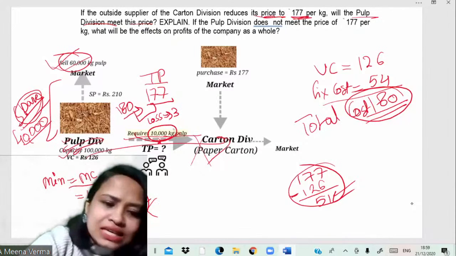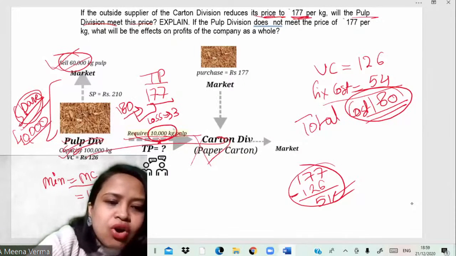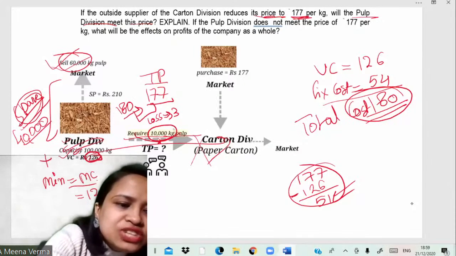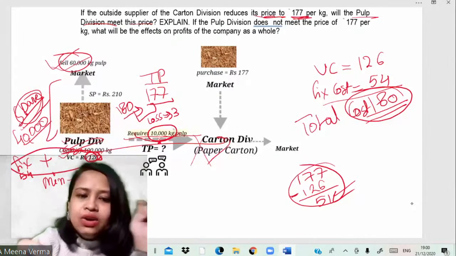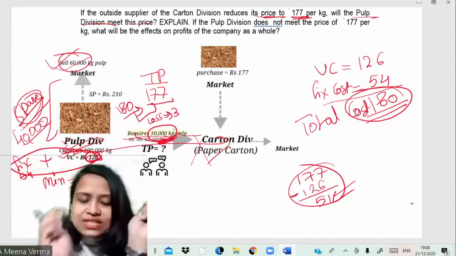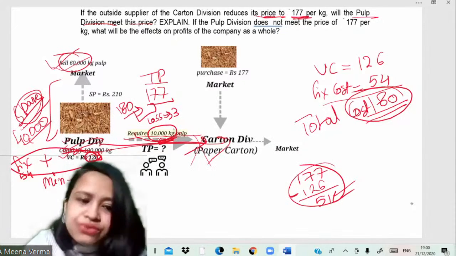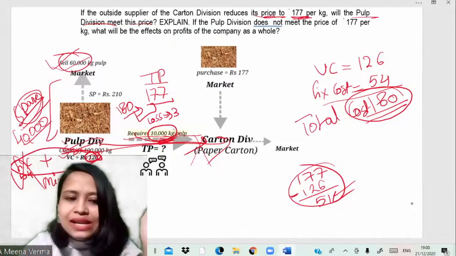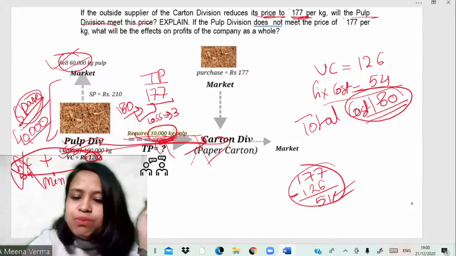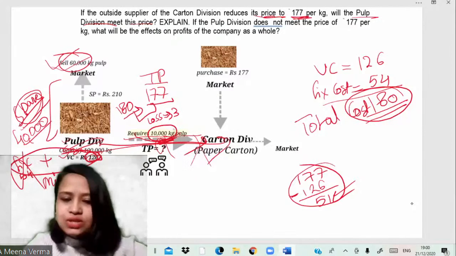So in this case, you can see that the organization is having fixed cost also. Their variable cost is rupees 126, but in the question it is mentioned that the fixed cost is rupees 54. It means that the total cost is rupees 180. But for the specific proposal, that is, the transfer of the 10,000 kg unit from one division to another division, you don't need to consider this fixed cost. Why? Because this is irrelevant. Whether you accept this proposal or not, the organization will have to incur this fixed cost.